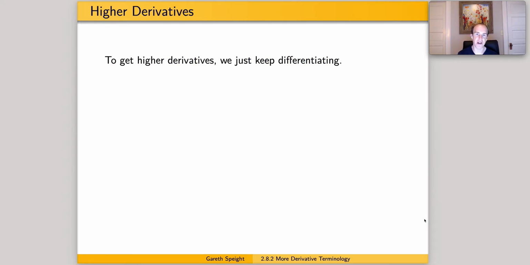Okay, so another thing to talk about is higher derivatives. So higher derivatives are easy. We just keep differentiating. The derivative that we talked about is sometimes called the first derivative, because that's what we get if we differentiate once.